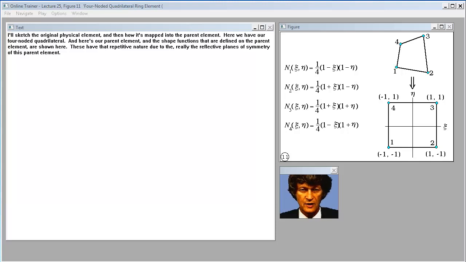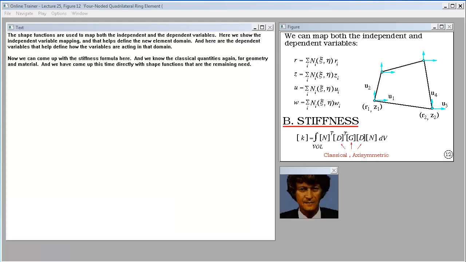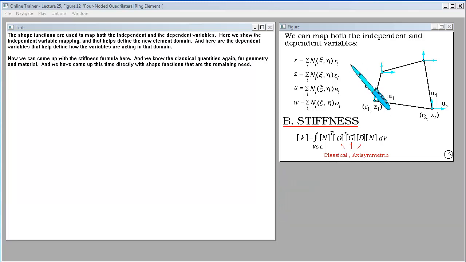I'll sketch the original physical element and then how it's mapped into the parent element. Here we have our four-noded quadrilateral, and here's our parent element. And the shape functions that are defined on the parent element are shown here. These have that repetitive nature due to the reflective planes of symmetry of this parent element. The shape functions are used to map both the independent and the dependent variables. Here we show the independent variable mapping, and that helps define the new element domain. And then here are the dependent variables that help define how the variables are acting in that domain.